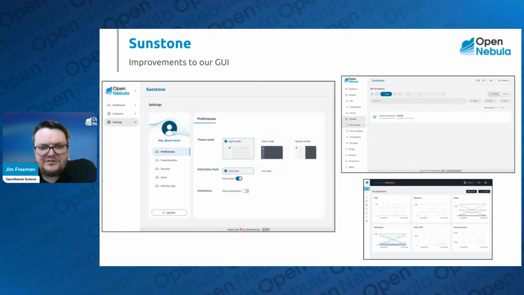And finally, on the Sunstone side, I just wanted to give a really quick sneak peek of some of the UI improvements we have coming in 7.0. Now these are still in development, so I cannot promise you it will look exactly the same when we launch in Q2. But our team are working really hard on this, and for those of you using OpenNebula today, I'm sure you can already start to see some huge improvements there.